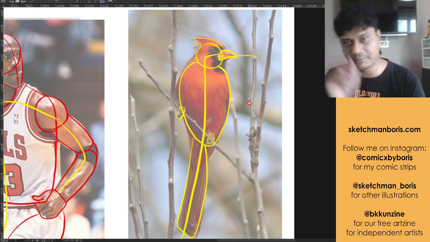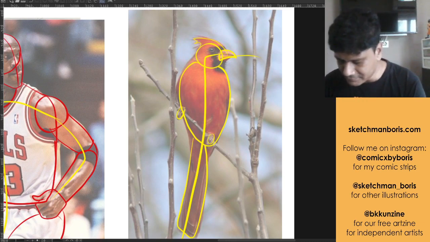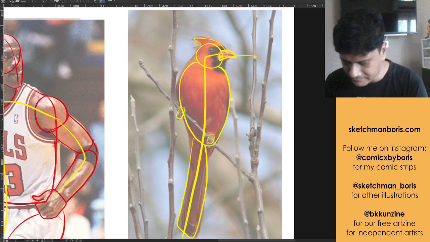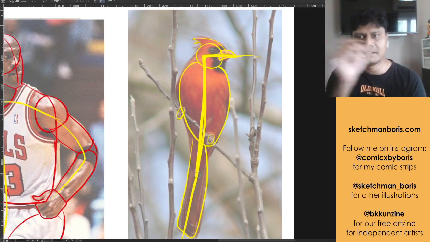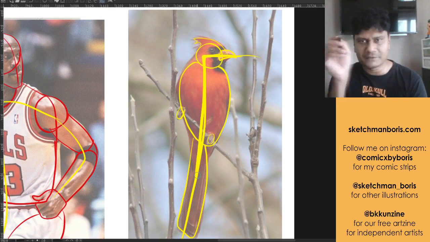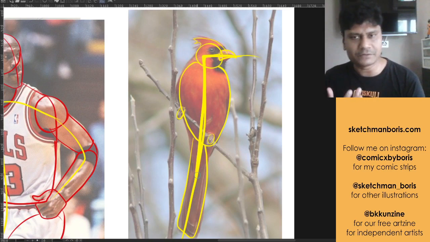You can draw over it, but you see the way this goes like this, right? That will be important, because the bird is looking this way, so figuring out things like that before you actually draw is very important.